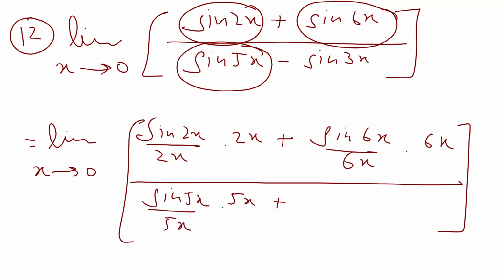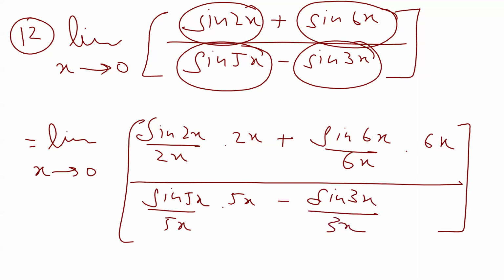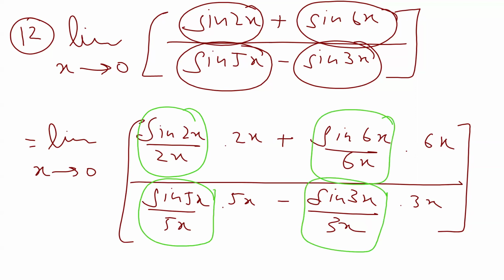And beneath this sine 3x, guys, which term should be there? 3x. Okay. Fine. So these circles are not really a problem for us. So I got 4 as the answer. Correct. So these circles are not really the problem. They are going to be 1, sorry.